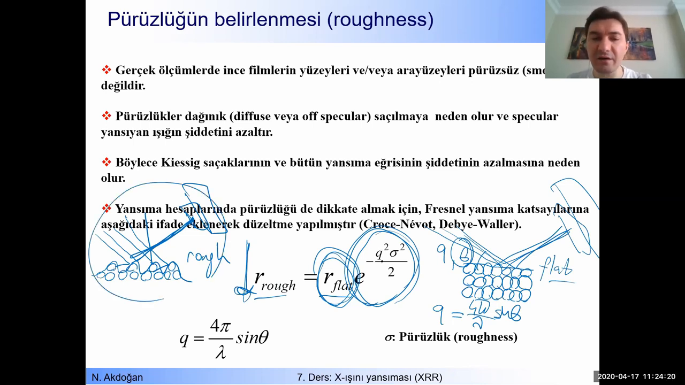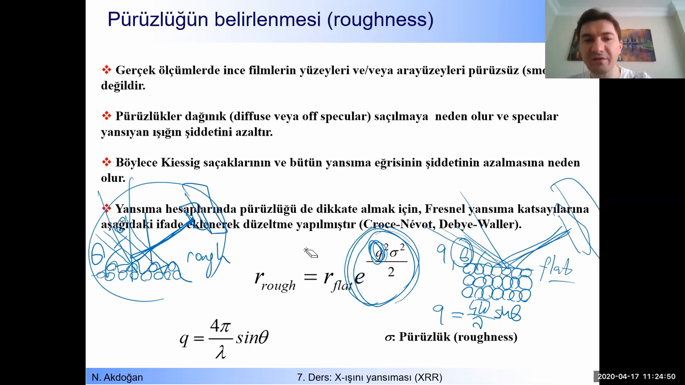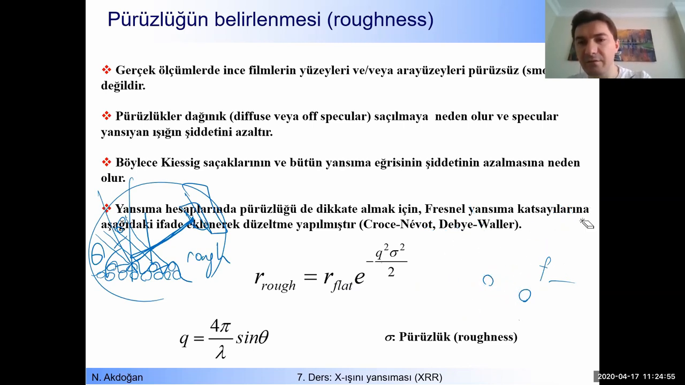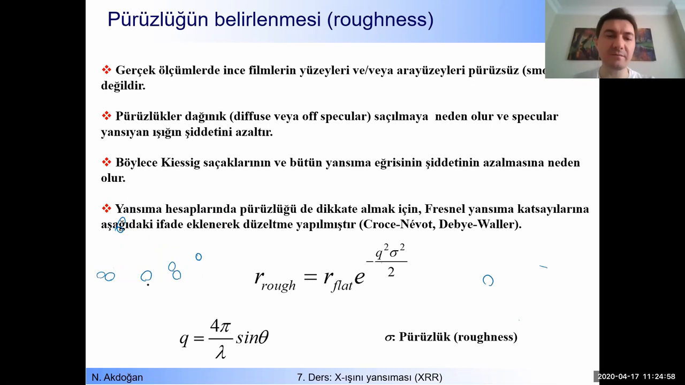So what do you see here? The effect of the roughness increases as a function of Q or as a function of the angle. At higher angles, if you increase the incoming angle here, this is theta, if you increase it a little bit more, then this term will increase and the signal will decrease more. So at higher angles, the effect of the roughness will be very dominant, very visible. We will see some examples for that.